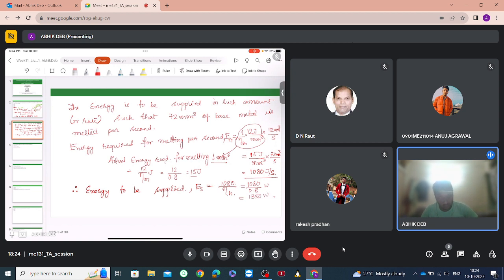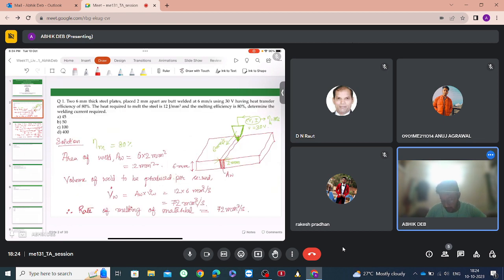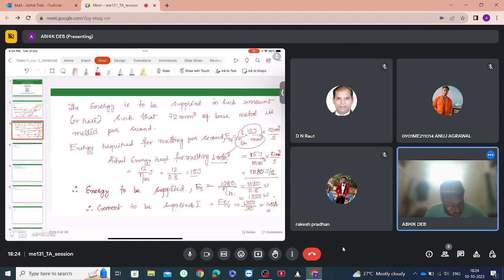Therefore, the current to be supplied, I, is equal to energy to be supplied by the voltage, because this is power basically, right? So power is the voltage multiplied by the current. So we are just dividing the energy by the voltage to get the current to be supplied. So this is 45 ampere, which is option number A. So the correct option is option number A.